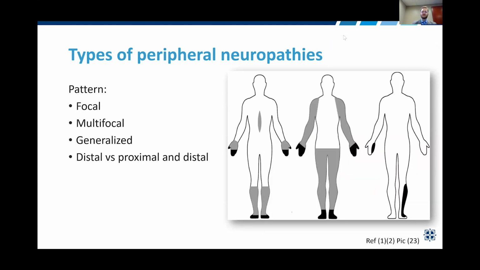And then we look at the distribution. So we see three different distributions here. We see generalized, we see distal and proximal in the middle, we see distal to the left, which would be your typical length-dependent neuropathy. We see focal and multifocal neuropathy. So over here we have a patient with two mononeuropathies or multiple mononeuropathies.